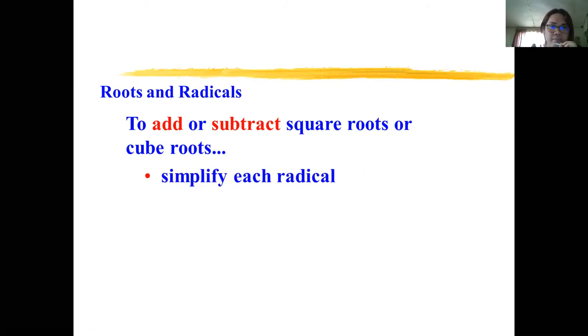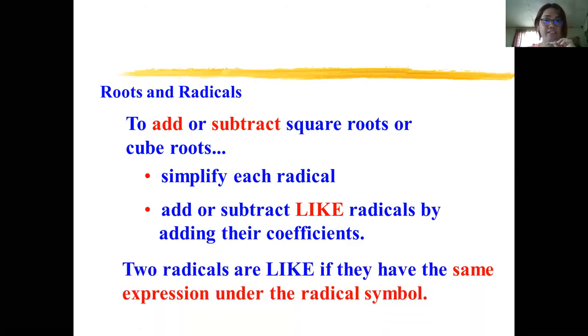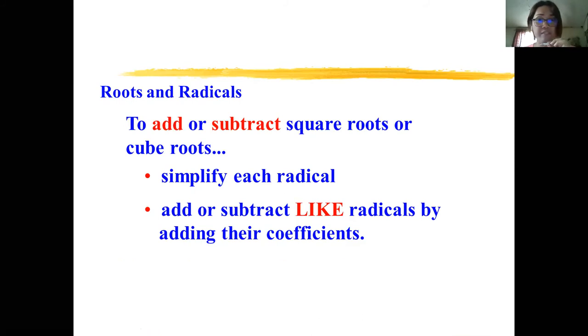Ready? I hope everybody's ready. So first thing that we're going to do is simplify each radical. So again, the first step to add or to subtract square roots or cube roots or radical expressions is to simplify first each radical. Again, say with me, simplify. So simplify each radical. The next is you can now add or subtract the like radicals by adding their coefficients, and you will just copy the radical term. So again, what are the steps in subtracting or adding square roots or cube roots? The first step, you have to simplify.